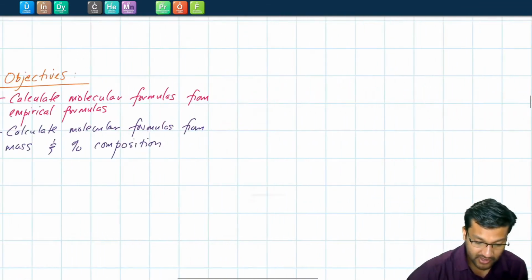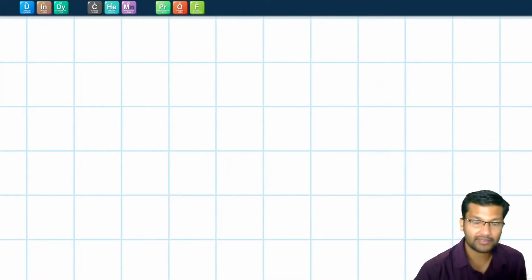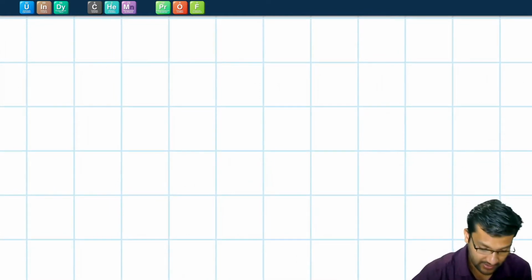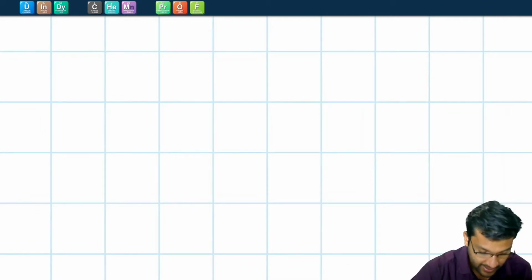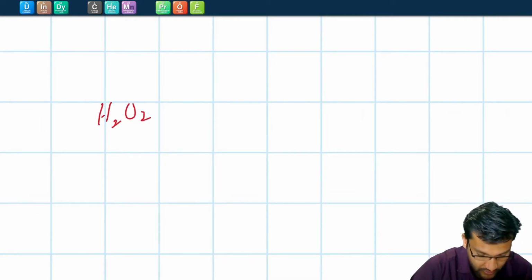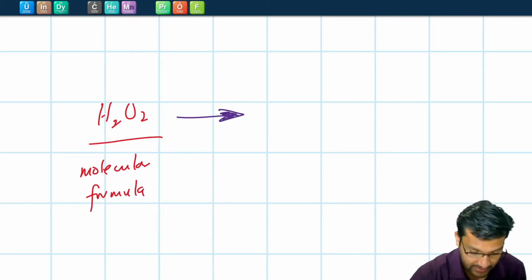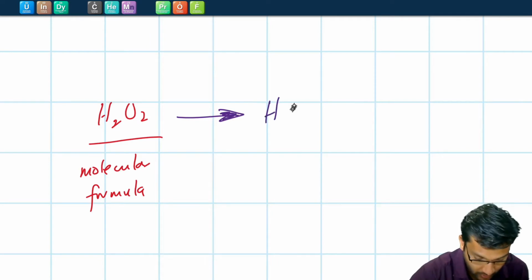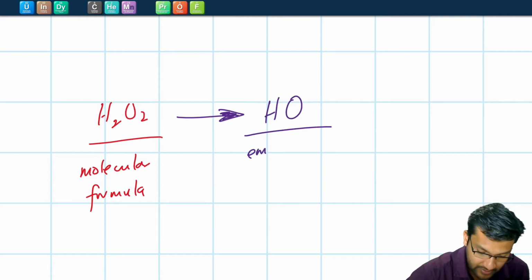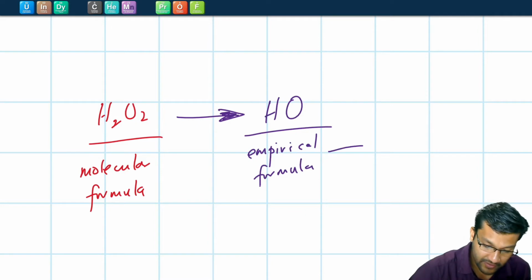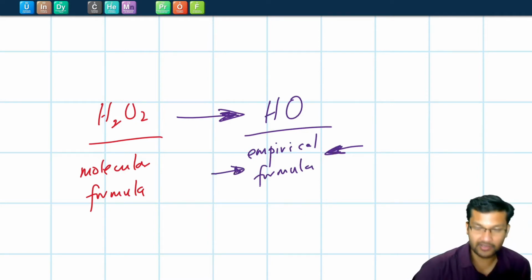Now, just as a quick reminder, in our previous video, we looked at how to derive the empirical formulas from compounds. Let's look at a molecule like H2O2, which is what we would call the molecular formula. The empirical formula is simply the smallest whole number ratio between each of the elements, and in this case, it would be H1O1 or just HO. In our previous video, we learned how to figure out the empirical formula given experimental data, like the mass or the mass percent composition.